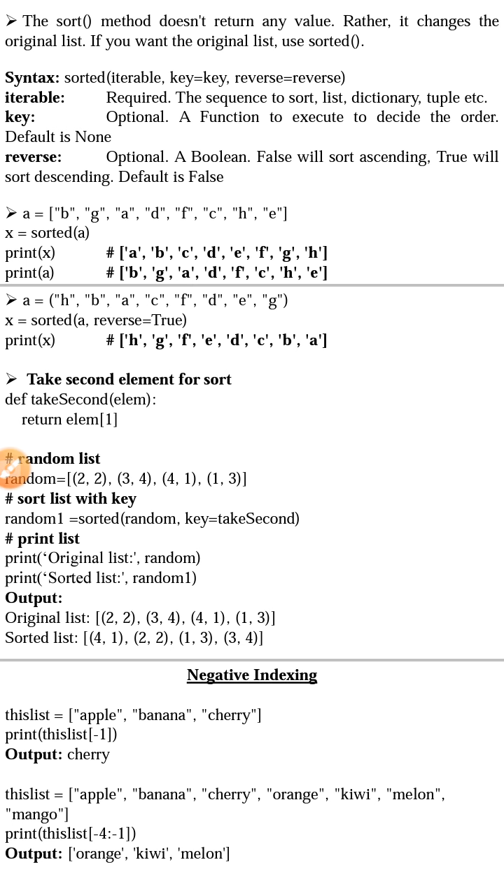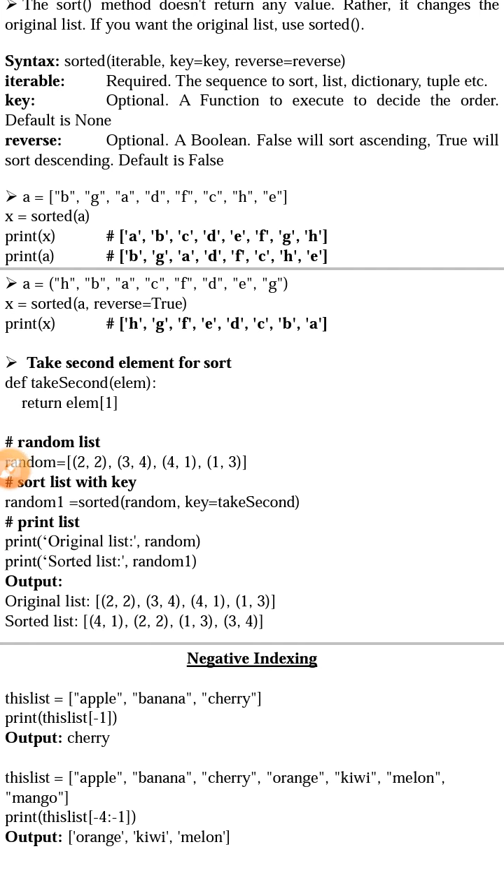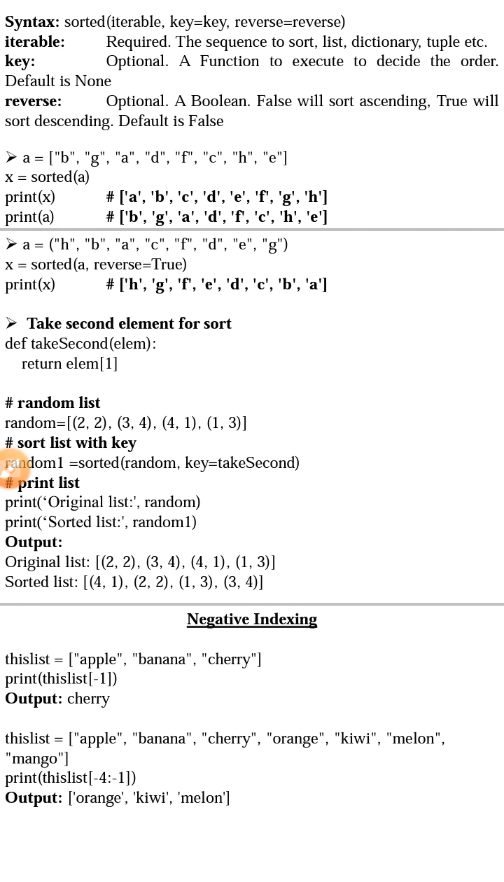Hence, when I print X as well as A, we can clearly see that in X all the sorted elements are stored from A to H, whereas the original list A still has elements in the same positions. Similarly, if we call the sorted function on the same A by using reverse equal to True, as we have discussed, all the elements will be sorted in reverse order. Hence, in the output it is shown H to A.